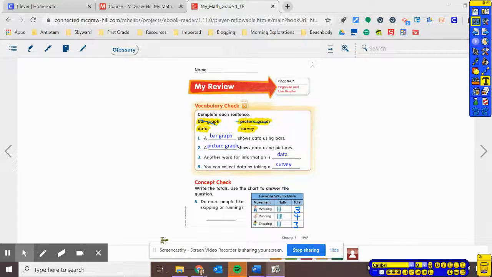Now they're asking us a question over here. It says, do more people like skipping or running? So I'm going to look at those two. I see running has 4 and skipping has 3. So more people like running. We're going to write that on our line.